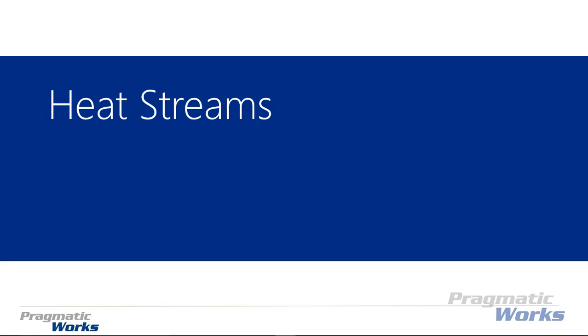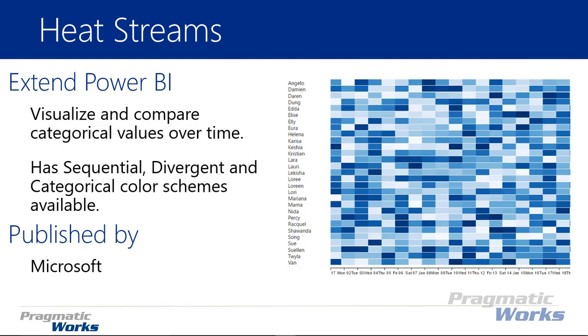Hi, welcome back to the Power BI Custom Visuals course, and in this module we're going to be looking at heat streams. Now heat streams is kind of an interesting visual. It's very similar to a table heat map, but it allows you to visualize and compare categorical values over time. You can see categorical values, in this case individuals, on the left-hand side, and then going horizontally across the bottom is showing a time element.